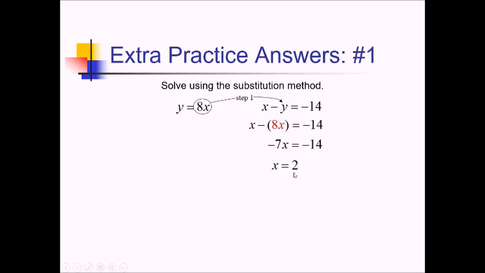And now to find the value of y, I can substitute 2 for x over in this equation up here. I could actually do it in this other equation, but this one's going to be a little bit faster. So we have y equals 8 times 2, which means y is going to be 16. So our final answer then is the point (2, 16).